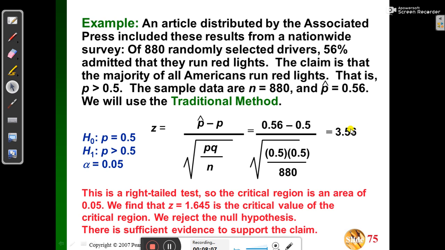So our 3.566 is greater than 1.645. Then we can also reject the null hypothesis. So there is sufficient evidence to support the claim also. That is another way to look at it. Here the z value coming is 3.56, and our critical region is an area of 0.05. That is a right tail test. In that case, z equal to 1.645.